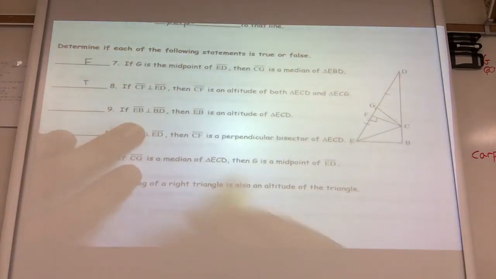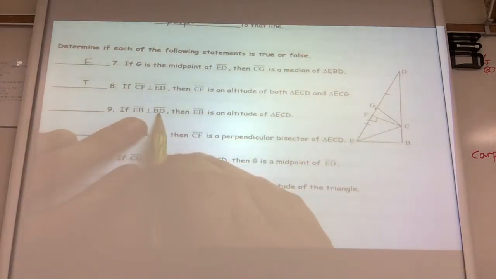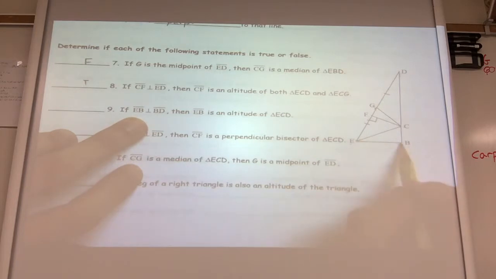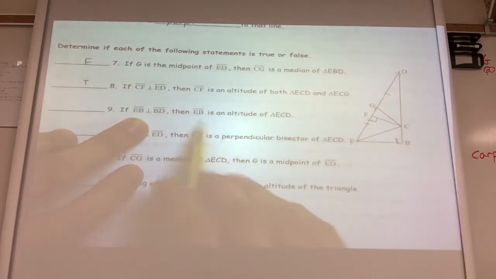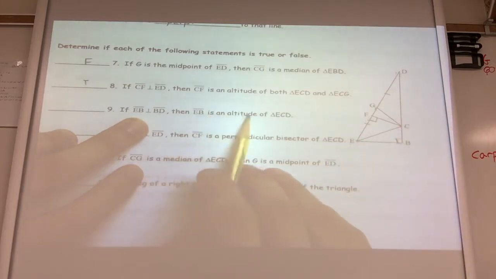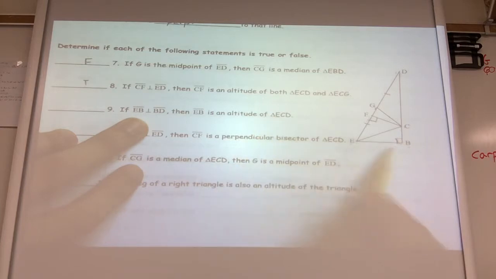All right. If EB and BD, that's an interesting one, are perpendicular, okay? Then EB is an altitude of ECB. Yeah. Oh, ECD. That's true also. That is an interesting one.